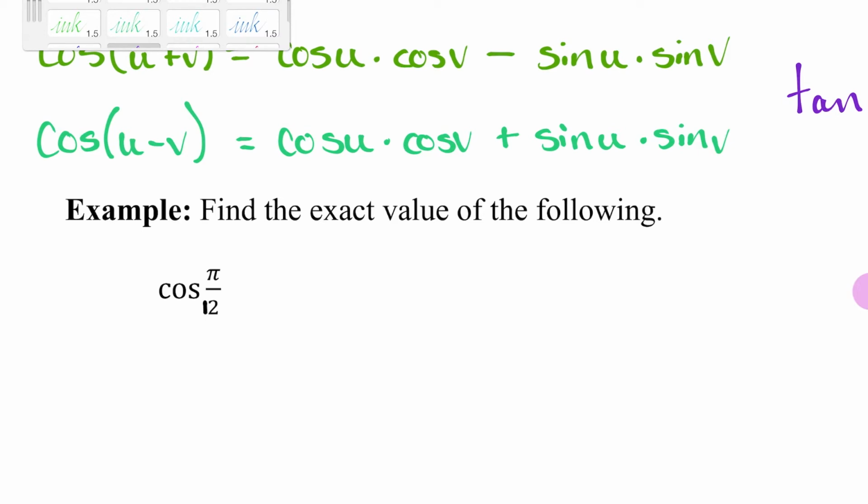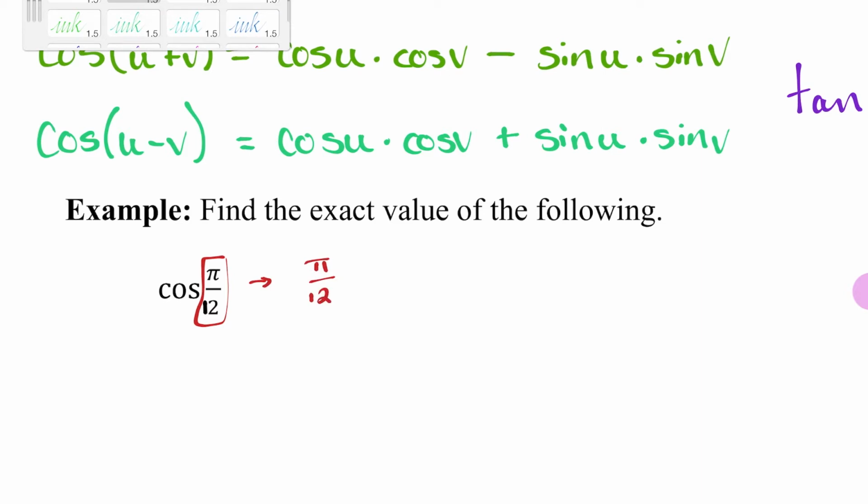So here I did do a typo. This should be pi over 12 instead of pi over 2. So we're looking at trying to find the exact value for cosine of pi over 12. Pi over 12 isn't one of our nice, pretty unit circle angles. I do know that I could change pi over 12 to something else that does have a pretty location on the unit circle.